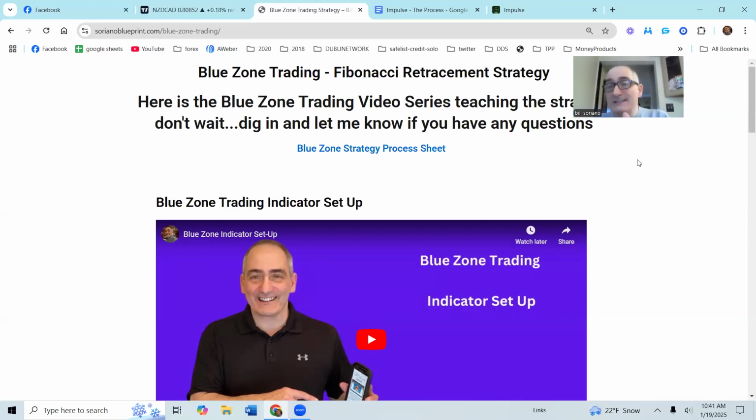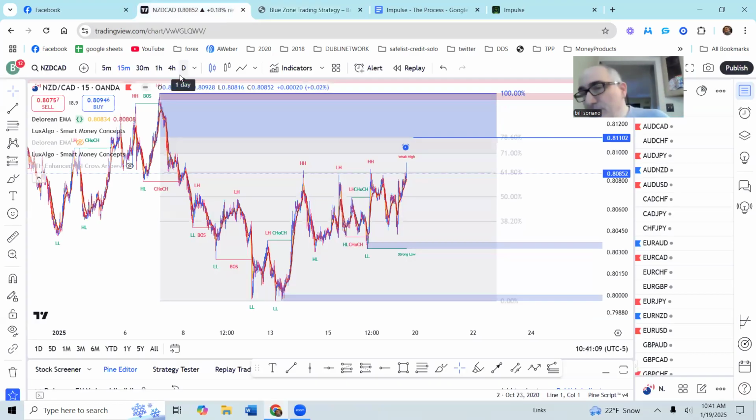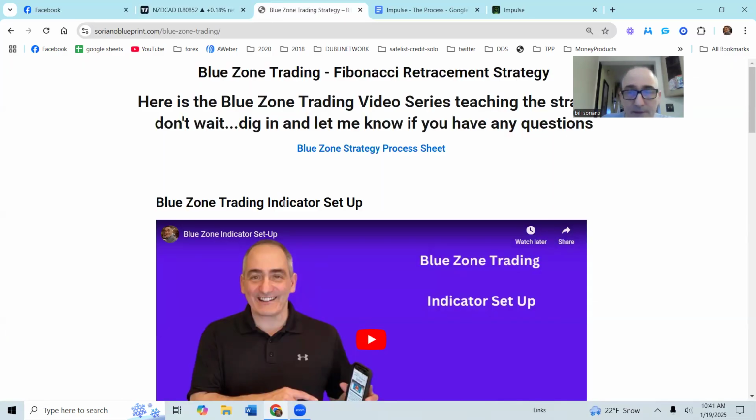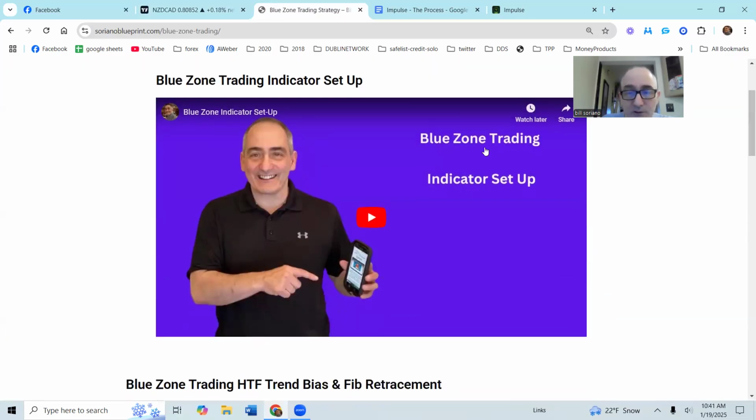Once our Blue Zone is hit, instead of dropping down to the 1 hour to look to take a trade, we're going to drop all the way down to the 15-minute. Let me show you what this would look like here. If you do this strategy the way that I teach it, I show you how to load the indicators, because everything else is the same as what's on this page, except the time frames are changing.